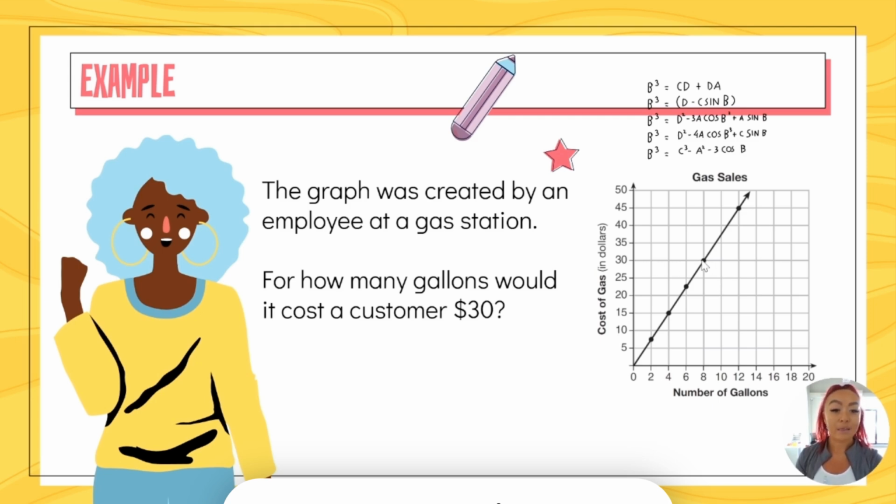So what is the x value when y is 30? So if we go down, we see that the x value is 8. So that represents 8 gallons, right? So it would cost a customer $30 for 8 gallons.